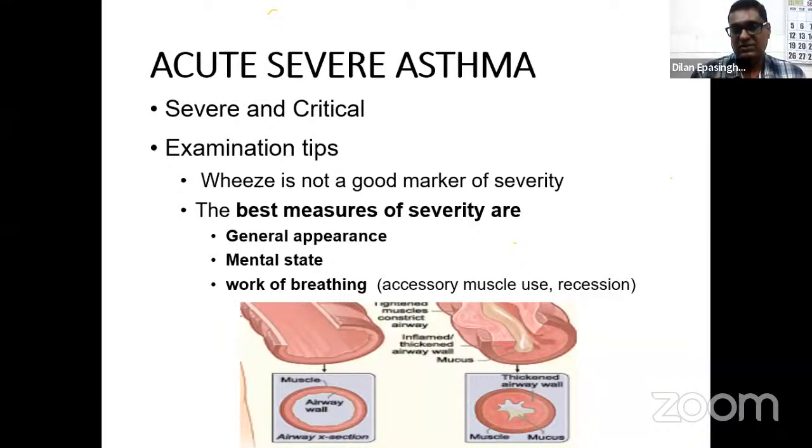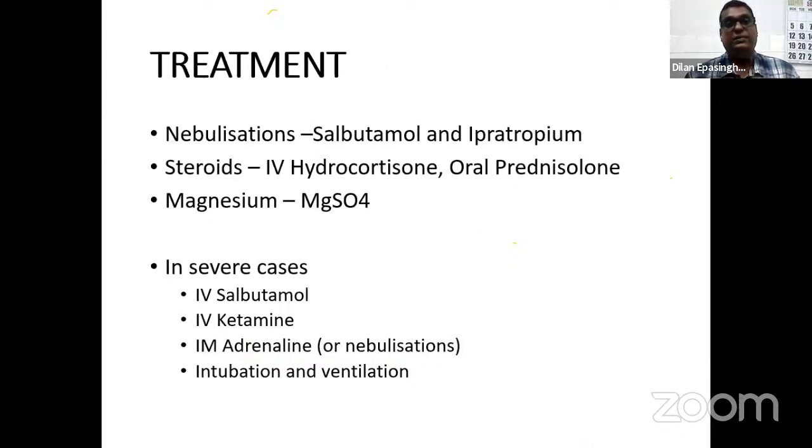Bronchial asthma, you have to use bronchodilators for temporary relief and then use anti-inflammatory as a permanent solution. So nebulization is salbutamol and ipratropium. You can use over 1 hour, 3 cycles. Then steroid-wise IV hydrocortisone or oral prednisolone. Then if not responding, you can go for magnesium sulfate. And in severe cases, you can go for IV salbutamol, IV ketamine, sometimes IM adrenaline or nebulization in stridor allergic situation. Intubation and ventilation is the last option.